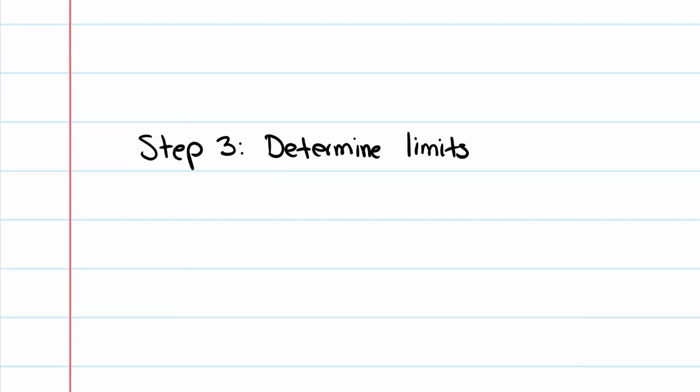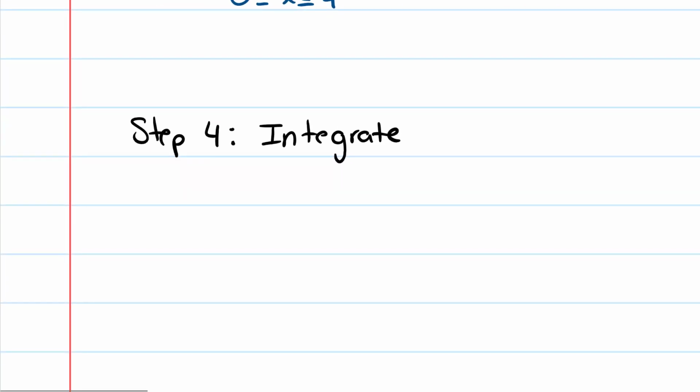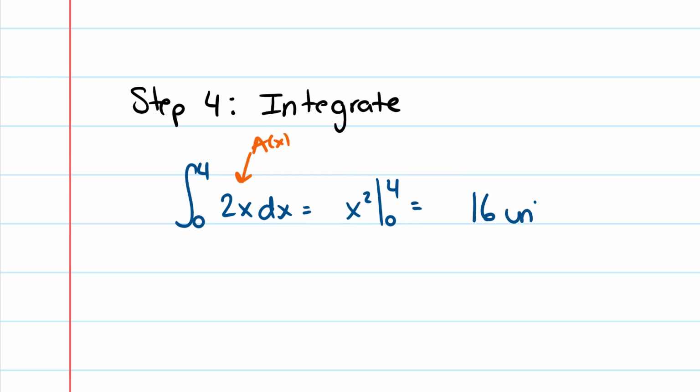But before we can integrate, we have to determine our limits. Recall that we are integrating with respect to x. So in the problem, it told us that we were going from 0 to 4. And now that we have our limits of integration, we can integrate. So we go 0 to 4 of 2x dx, where this came from the area of a cross-section. So now when you integrate, you get that this is going to be x squared from 0 to 4. So you get 16 units cubed.